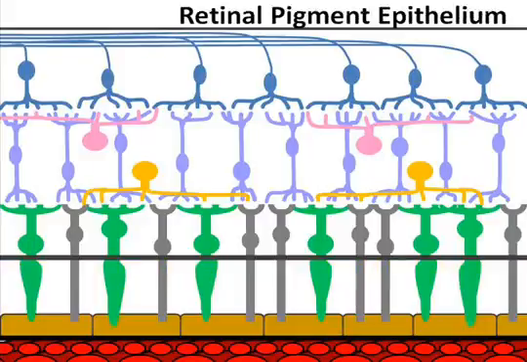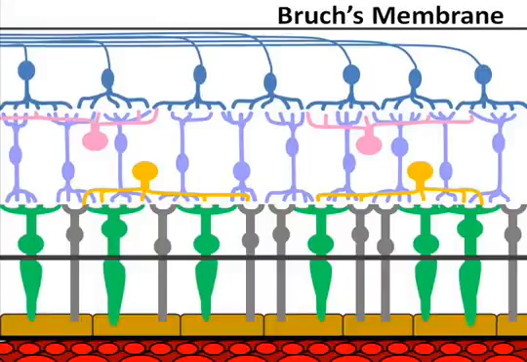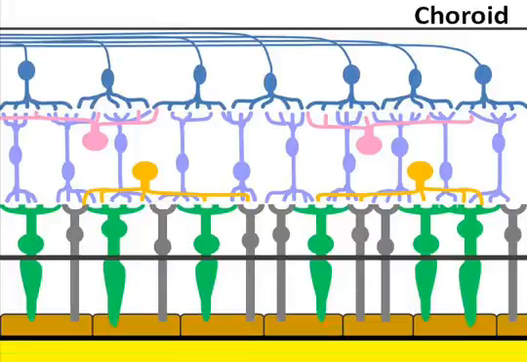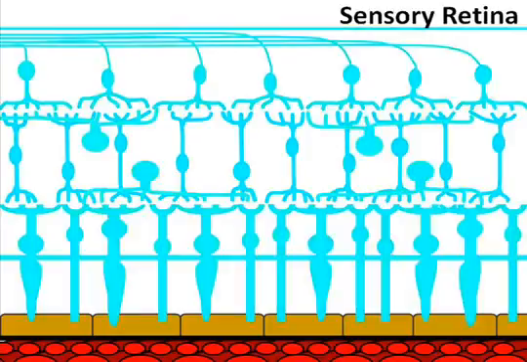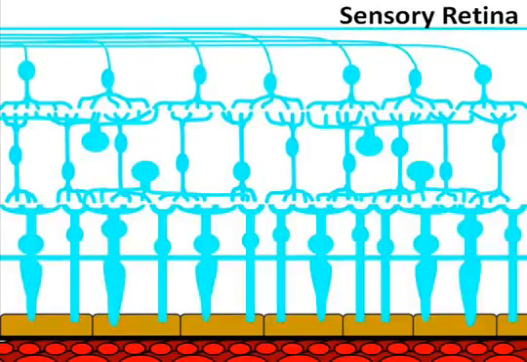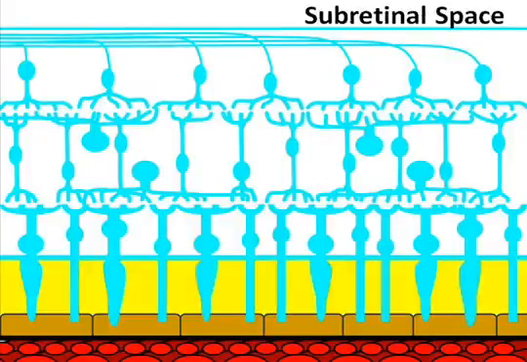The last layer of the retina, located underneath the photoreceptors, is the retinal pigment epithelium. Underneath the retina is Bruch's membrane, and finally the choroid. The retinal layers from the photoreceptors upward are referred to as the sensory retina or the neural retina, and any space below the sensory retina but above the retinal pigment epithelium is said to be a subretinal space.